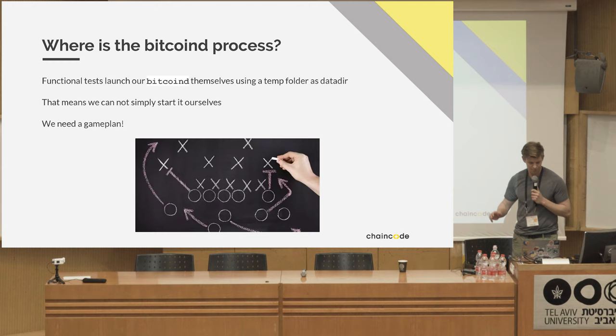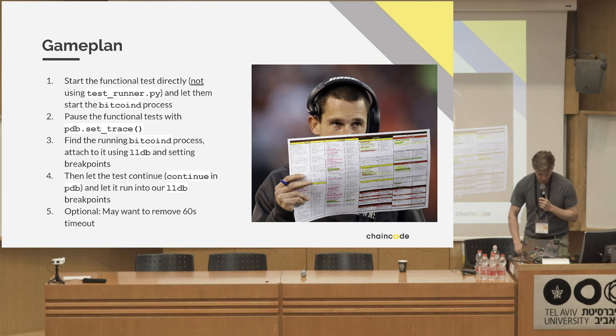So the problem is that the functional test, which is Python code, is launching and executing a bitcoind instance. And this uses a temp folder as its data directory. It's kind of hidden away from you, so you cannot really interact with it in an easy way. So to actually get in there, you need something like a game plan. And we're going to go through that game plan.